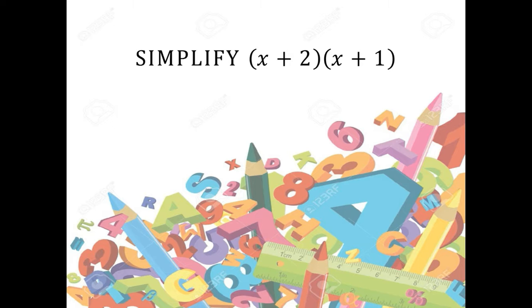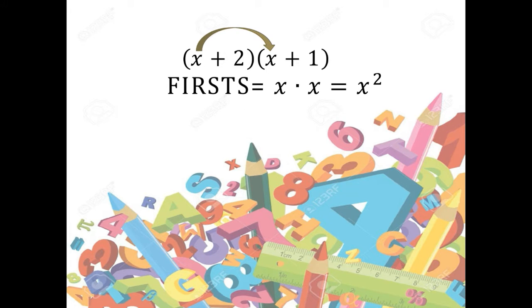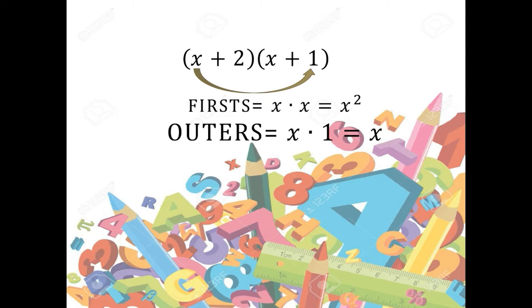Third example. Simplify the quantity of x plus 2 times the quantity of x plus 1. In this case, you can use the FOIL method, which stands for first, outers, inners, and lasts. First step. Multiply the two first terms in each polynomial. Second step. Multiply the outers of the polynomials, or the first term in the first polynomial and the second term in the second polynomial.